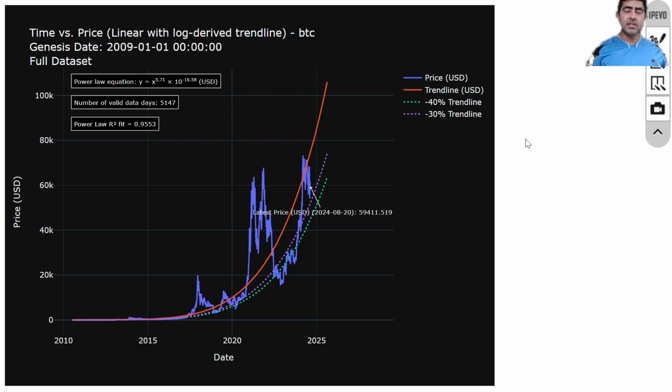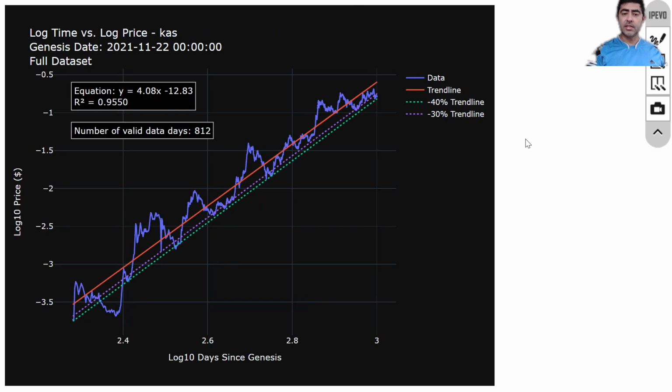And Kaspa is another cryptocurrency that is following the power law. And to my knowledge, only Bitcoin and Kaspa are following the power law to such a strong extent. There are other cryptocurrencies that are following it partially, but really it's Bitcoin and Kaspa that are the big players in terms of how tightly they're following a power law. Let's take a look at that.